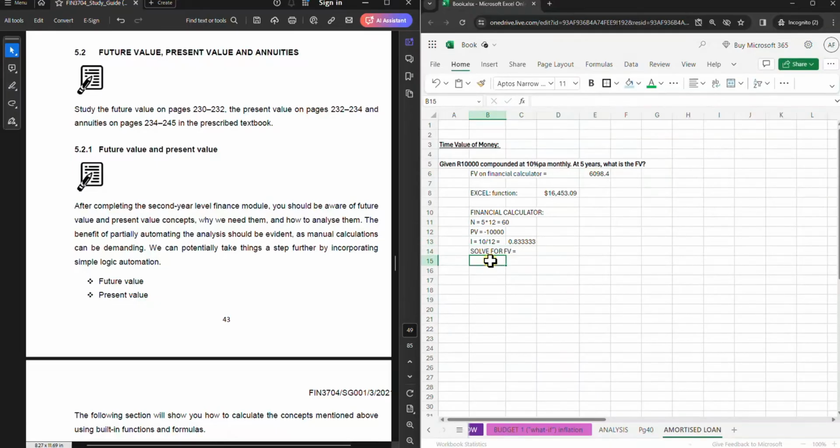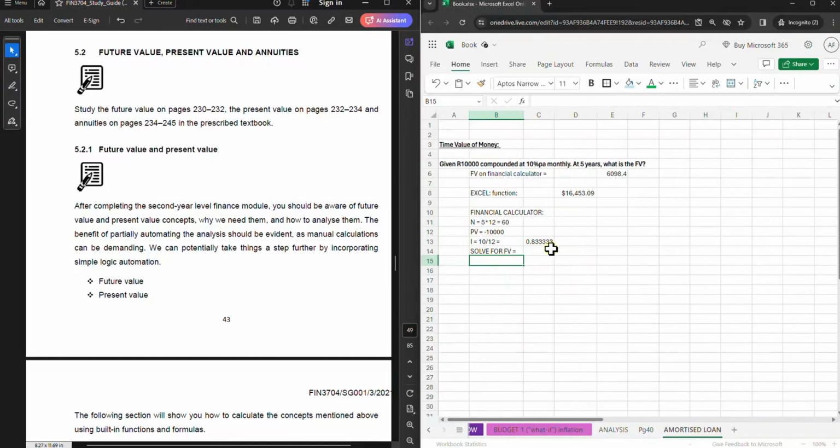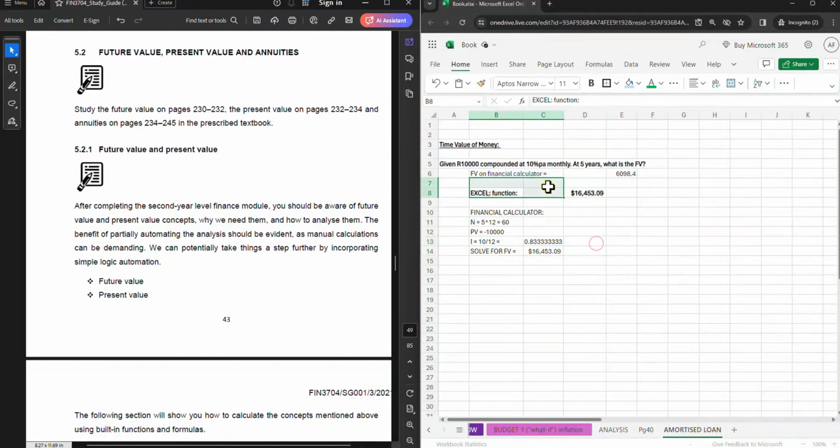Try that. Yeah, got it. Same figure, right? Yes. Okay, it must be the 16,000. So you should get the same answer whether you're using the calculator or whether you're using Excel.